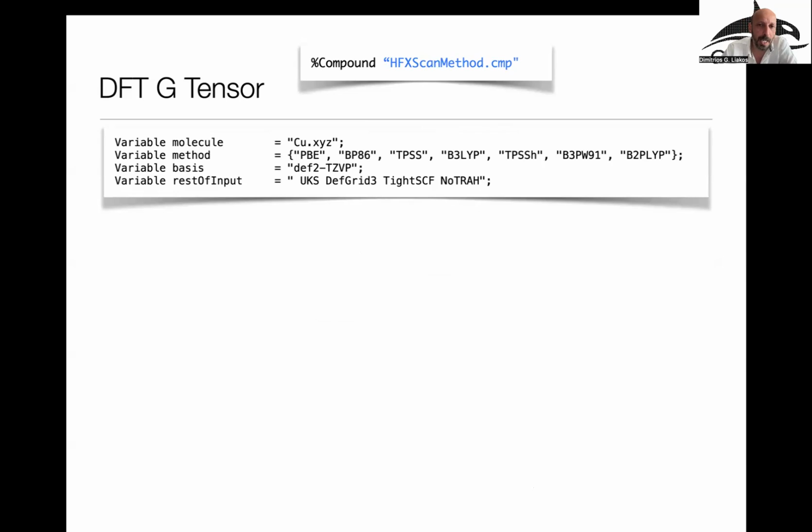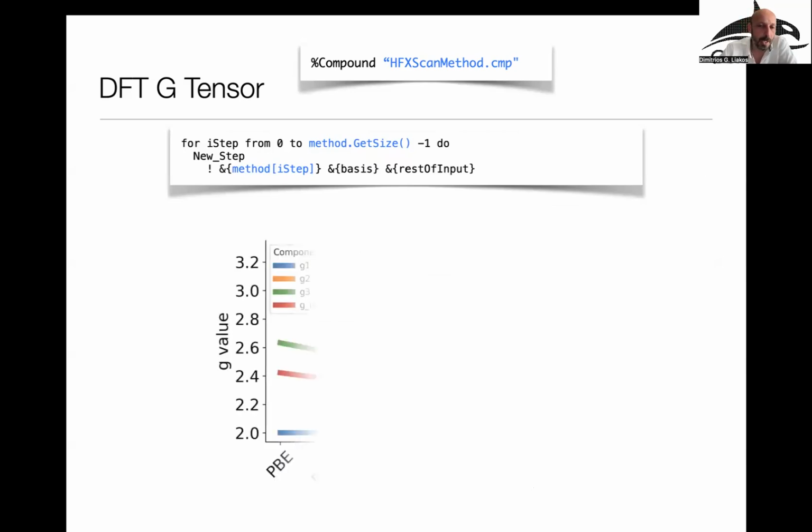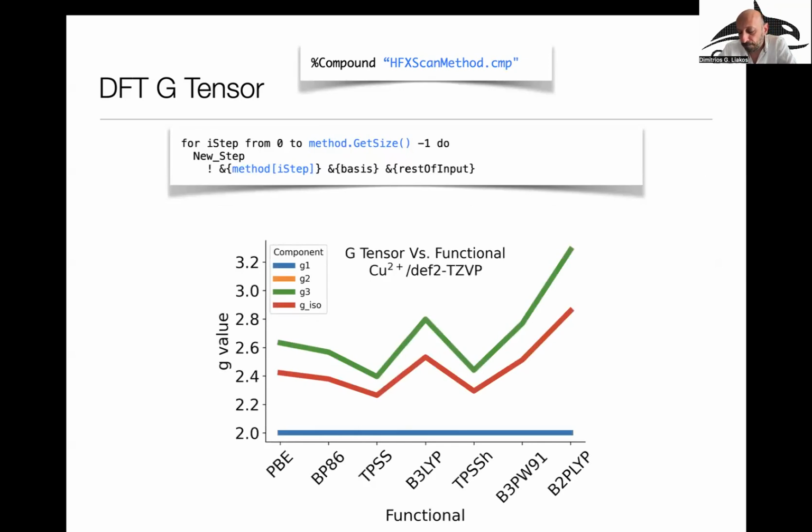Okay. Then again, exact same thing. Now the loop, instead of going over the basis set, goes over the methods. And again, we have a plot of the different components of the G tensor with different functionals.